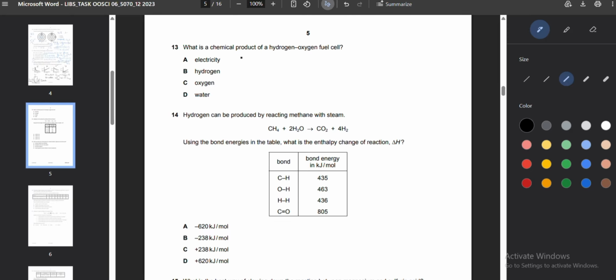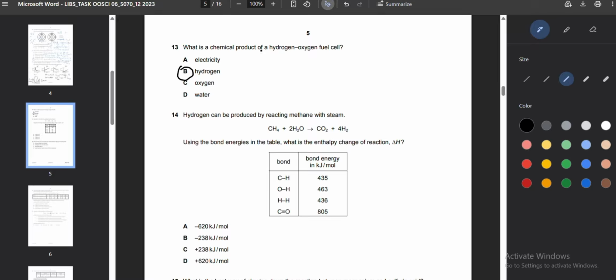What is question number 13? What is the chemical product of hydrogen oxygen fuel cell? So oxygen hydrogen fuel cell is used to move the space rockets and hydrogen is used as a fuel. So option B is the correct one. Hydrogen is used as a fuel which reacts with oxygen and it produces heat and electrical energy.